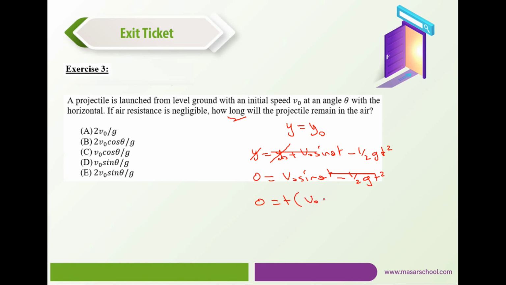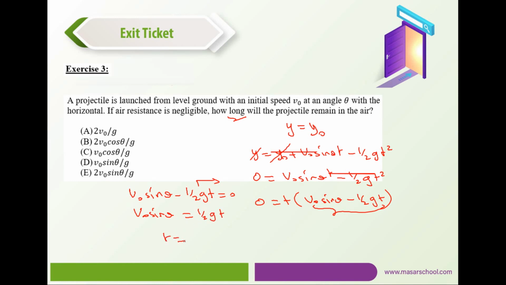That would be v0 sine theta minus half g t, and we're solving for that because t equal to 0 represents the launching point. Then v0 sine theta minus half g t is equal to 0. We can move this to the other side. That would be v0 sine theta equals half g t. 2 goes up, g goes down, then t would be given by 2 v0 sine theta divided by g, and the correct answer in this case is E.